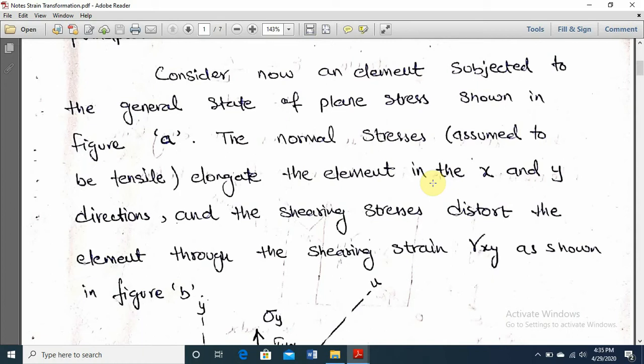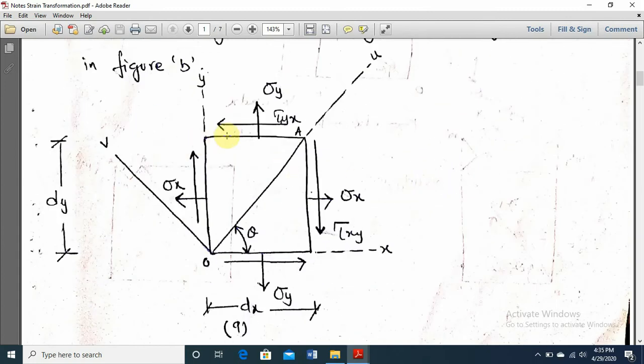The normal stress is assumed to be tensile, which elongates the element in the x and y direction, and the shearing stress distorts the element through shearing strain gamma xy as shown in figure B. Let this be the element with dimensions dx dy with a plane stress element, sigma x, a tensile stress acting in the x direction, sigma y, tensile stress in the y direction, and similarly tau xy and tau yx.